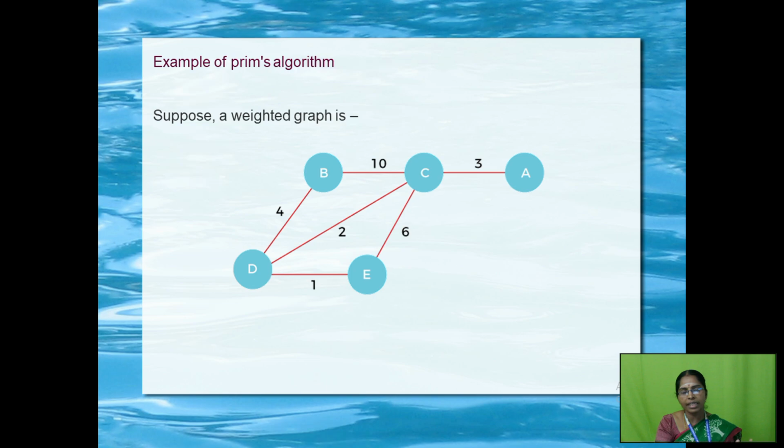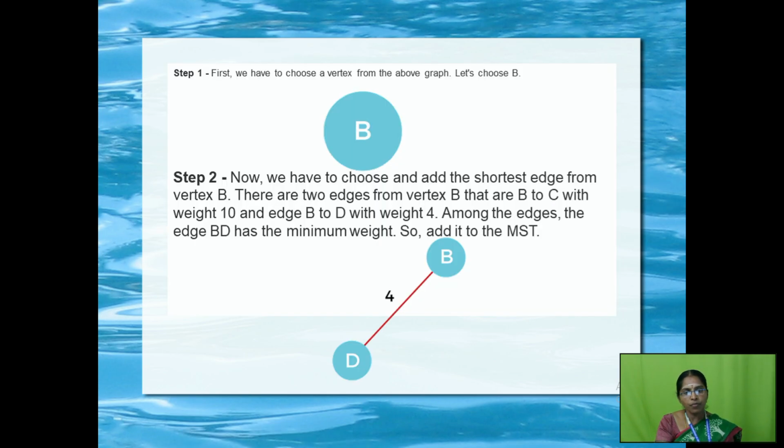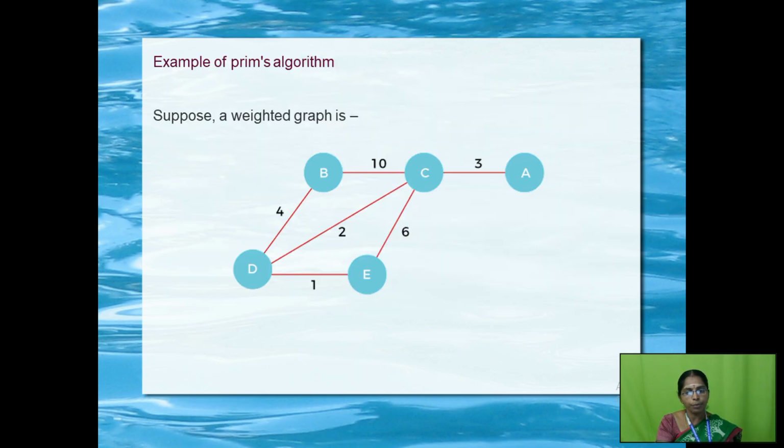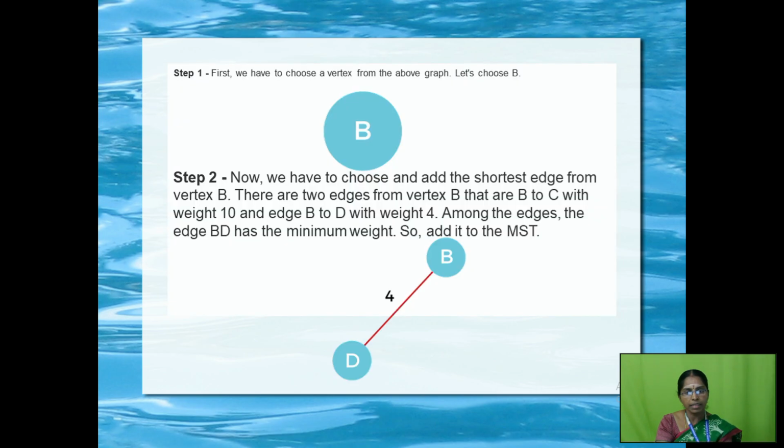So consider this an example of Prim's algorithm. Suppose we are taking a weighted graph. So this is the given weighted graph. From this we have the weights between the nodes: BD is 4, BC is 10, CA is 3, DC is 2, DE is 1, CE is 6. From this, first you have to choose a vertex from the above graph. From that graph, we are taking the root vertex as B.